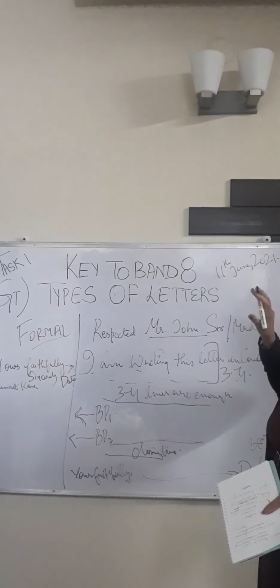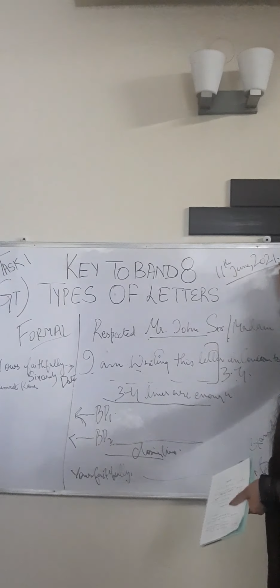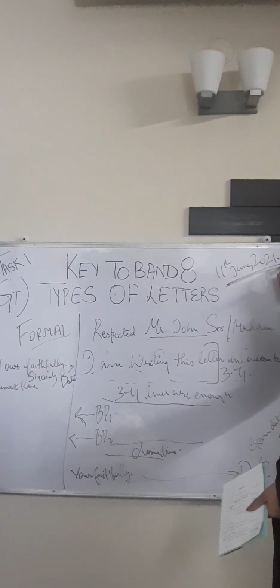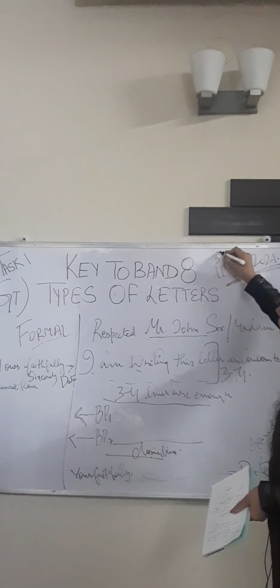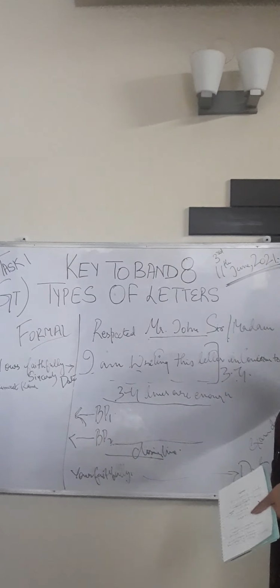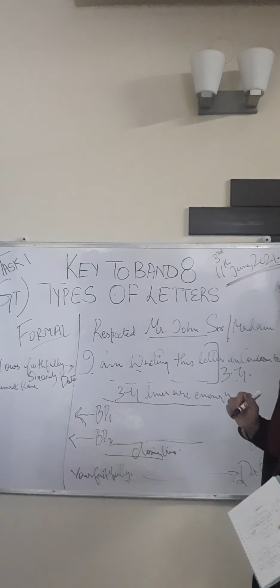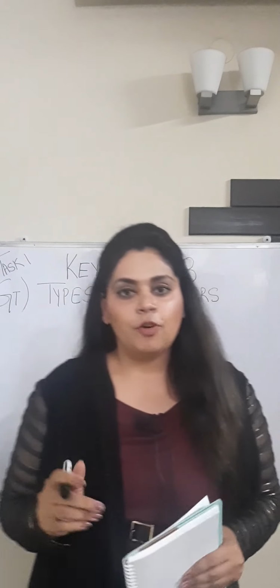Or if you want to write it in a smaller way, but I prefer my students to write it in this format with the comma. If it is third, write RD on the top and 2021 and then a full stop. Right? Now next come the semi-formal letters.